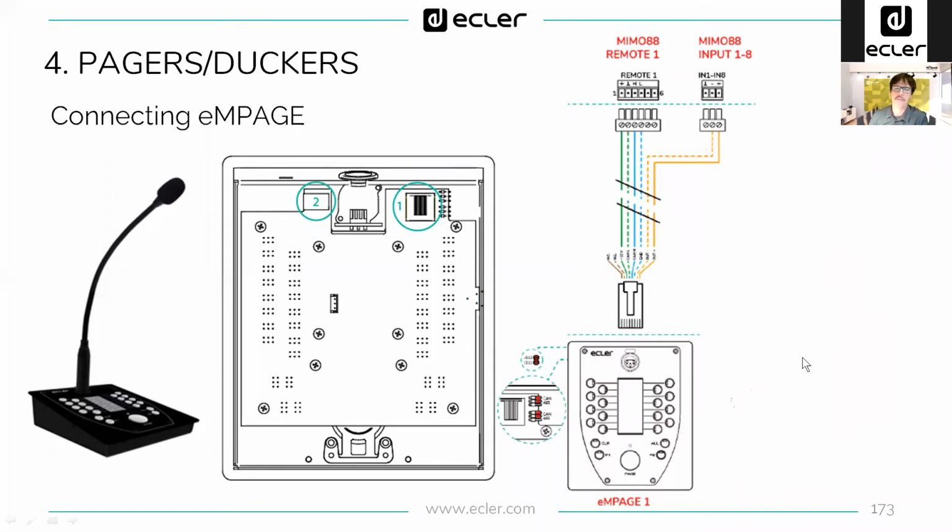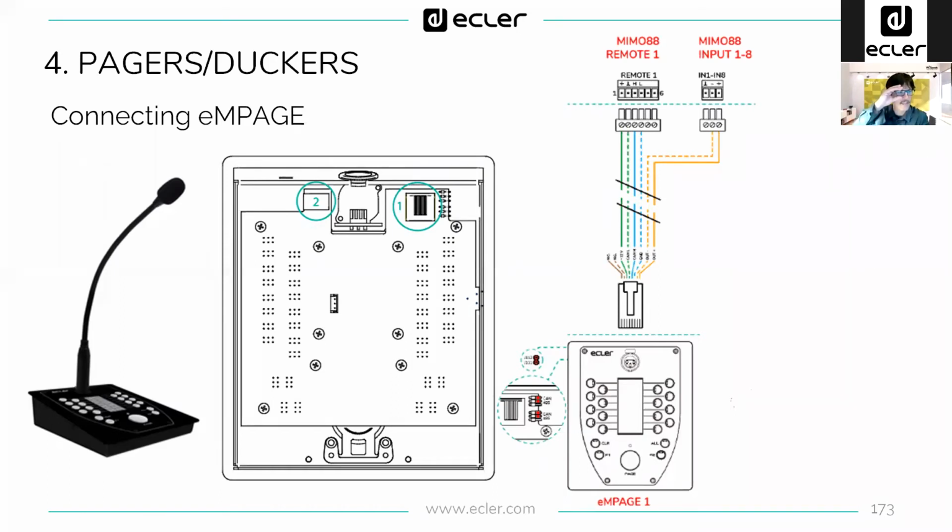Also, another thing about EM page is that it is also compatible with hub, which is another switching matrix, not mixing matrix, that is out of EclerNet. So it's not an EclerNet product. But the reason why I tell you this is that the EM page comes configured for hub.